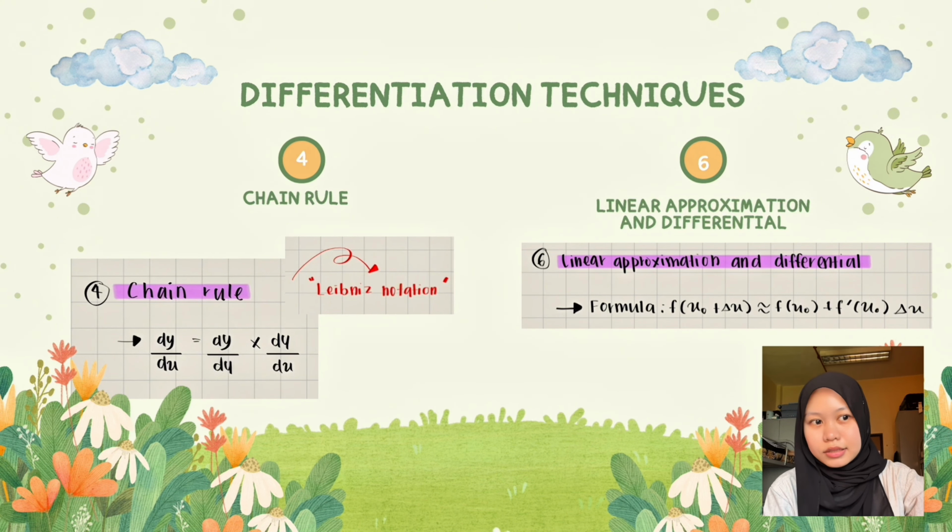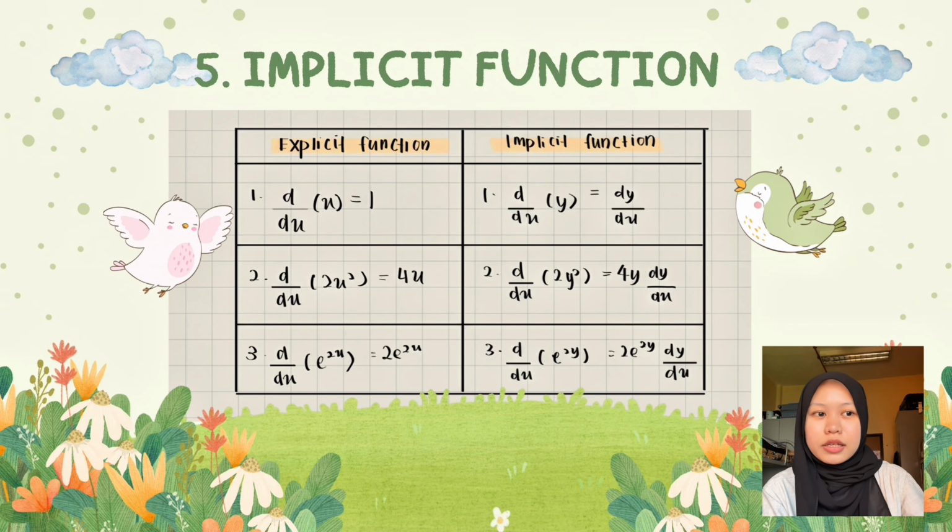And next is implicit differentiation. Implicit differentiation has 2 functions, which are explicit function and implicit function, which are shown in the table.